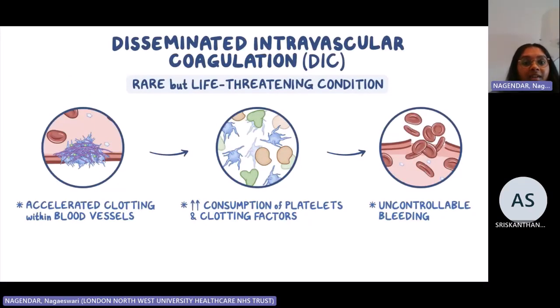This is a rare but very life-threatening condition. Essentially what happens is there's accelerated clotting within the blood vessels, which uses up a lot of the platelets and clotting factors, and that then leads to uncontrollable bleeding. So patients are both in a procoagulant and anticoagulant state at once.